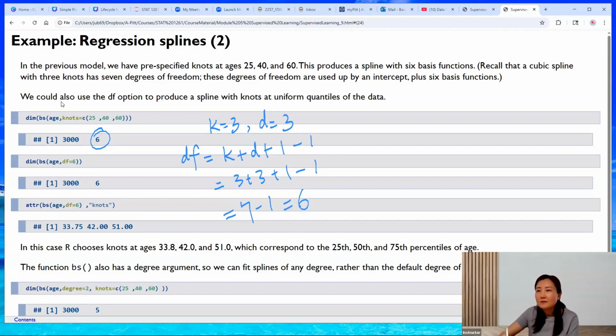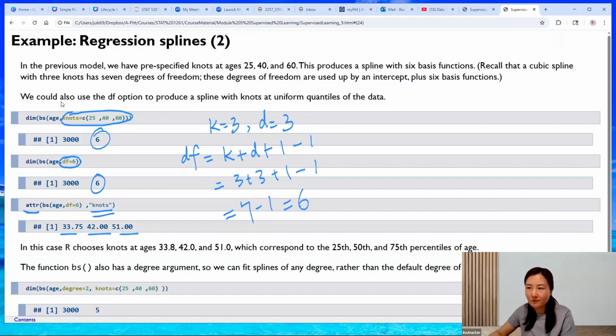And similarly, if we don't specify the position of the knots, instead we just specify the degrees of freedom for our spline and check the dimension, of course we have degrees of freedom equal to 6. And then we can figure out the knots by using this attribute function. Pull out the knots. And you see 3 knots were chosen by the bs function.